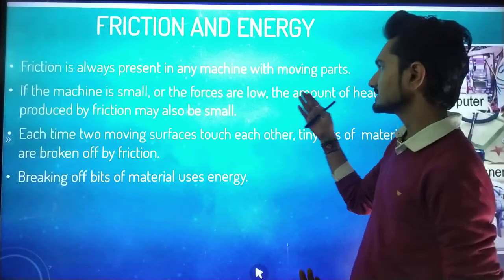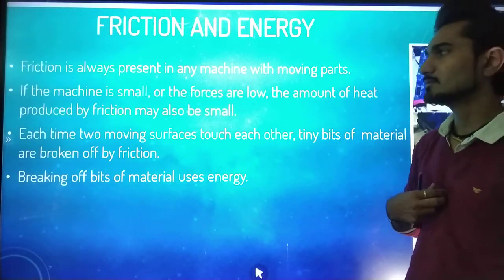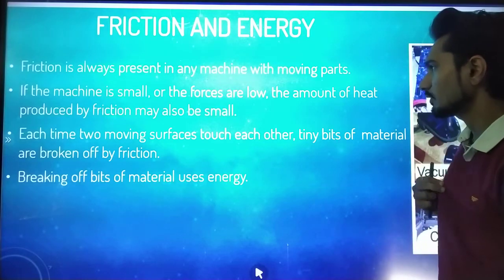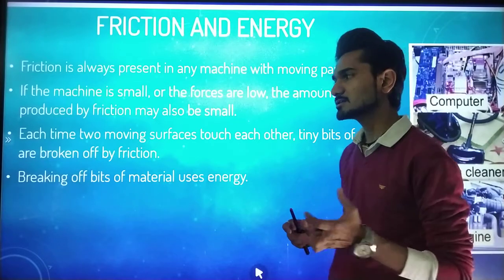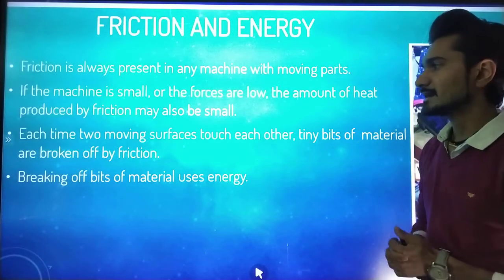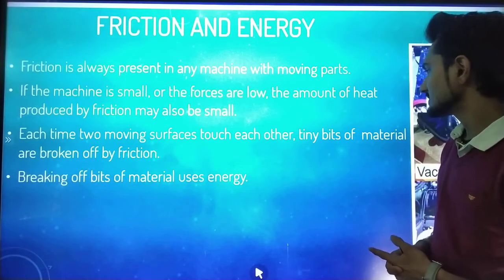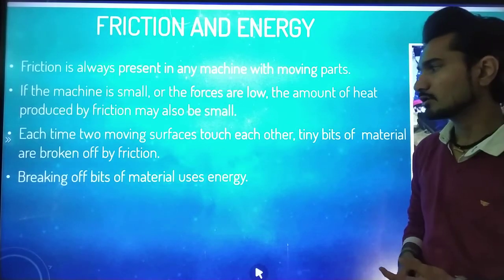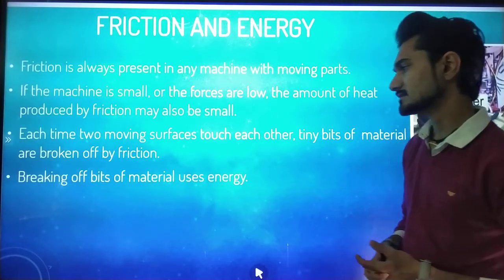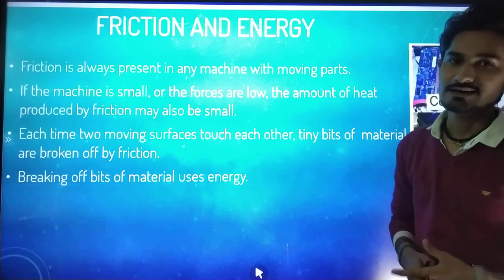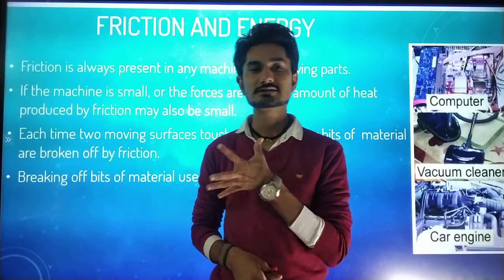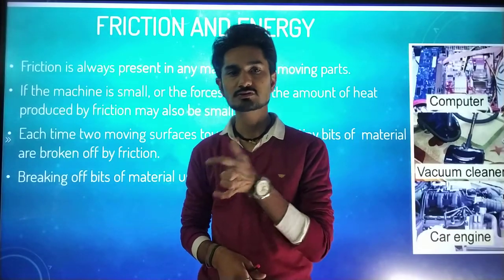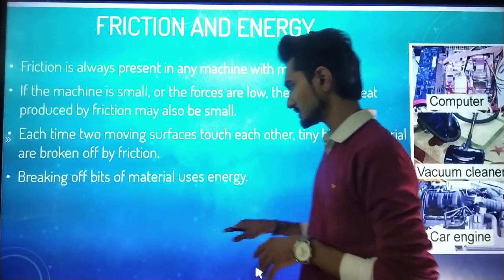Friction is always present in any machine with moving parts. If a machine is small or the forces are low, the amount of heat produced by the friction may also be small. Each time two moving surfaces touch each other, tiny bits of material are broken off by friction. Breaking off bits of material uses energy, and that energy is produced, so which type of energy is produced? Heat energy is produced.